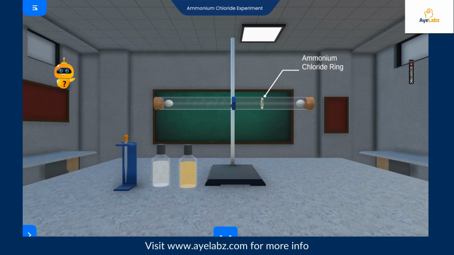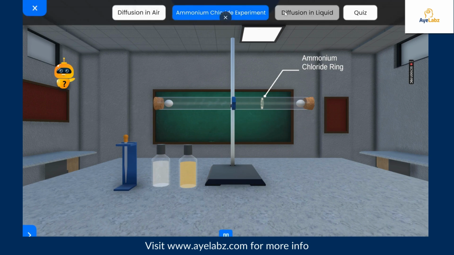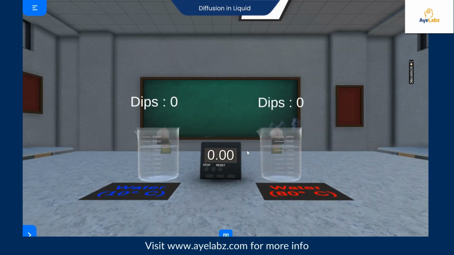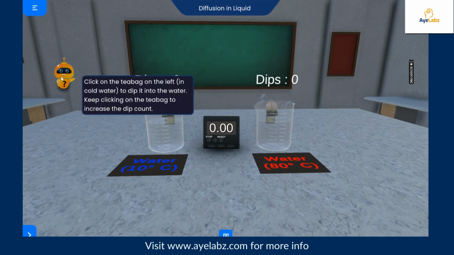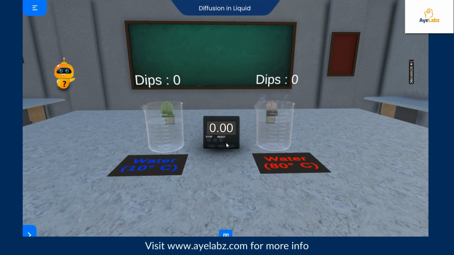Let's move on to the third part of the simulation, that is diffusion of liquid. Here we have two beakers of water and both the beakers have a tea bag. The difference between these two beakers is the temperature. The first one is 10 degrees Celsius, and the second one is 80 degrees Celsius. This experiment clearly explains temperature and diffusion of liquids.